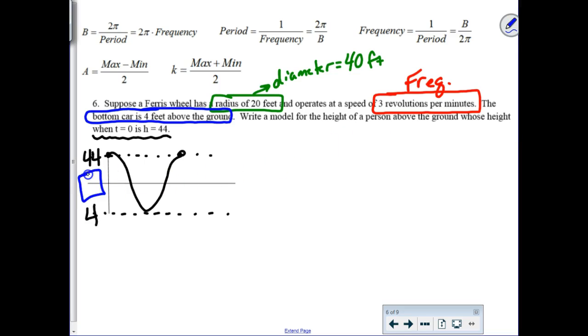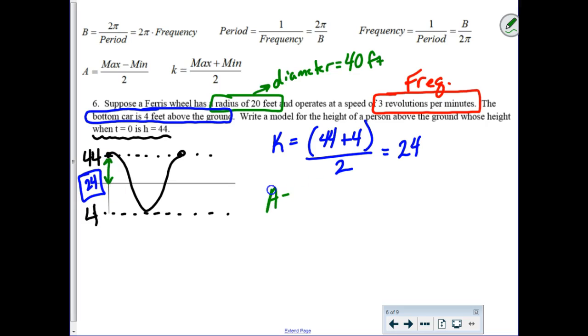First thing I'd like you to find is this midline. If you can see it and visualize it, you're awesome. I can't, so I need to use my formula. 44 plus 4 divided by 2, which is 48 divided by 2, so 24. And now I'd like you to tell me the amplitude, and if you could visualize it, awesome. I can't, so I'm going to calculate it. 44 minus 4 over 2. So that's 40 divided by 2, so that's 20. Hey, wasn't that the radius of the wheel? Yes, it was. That should match.